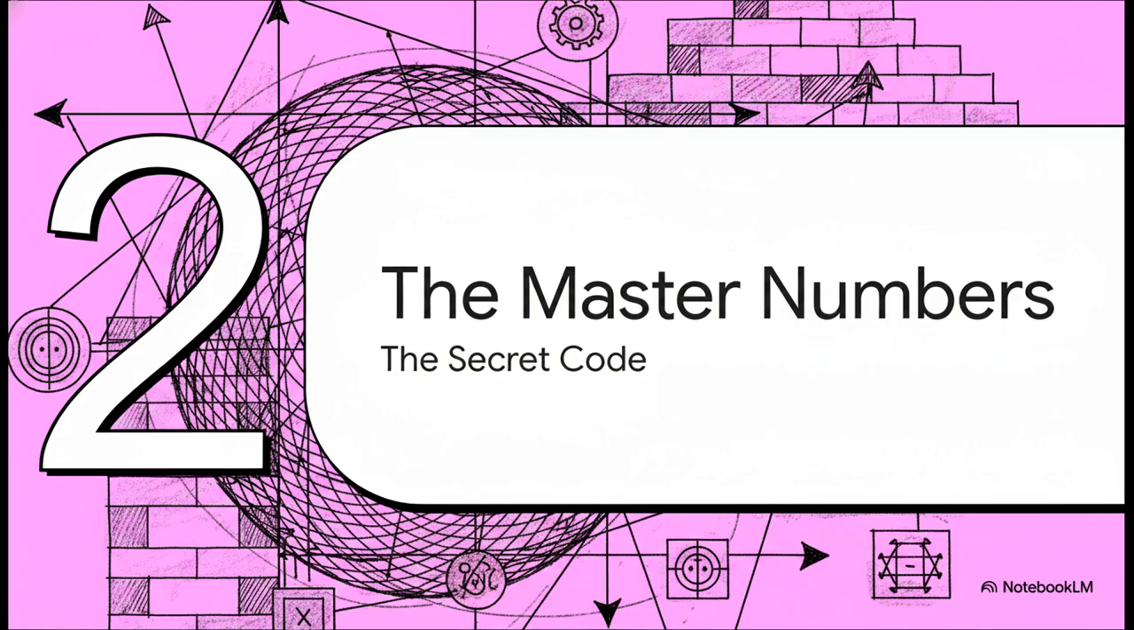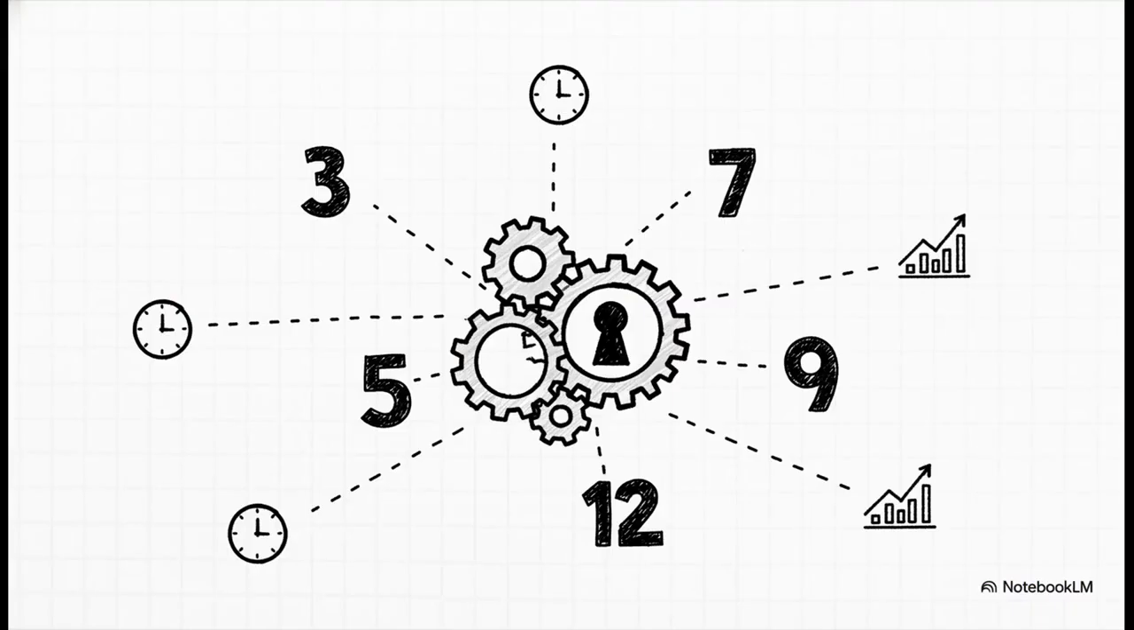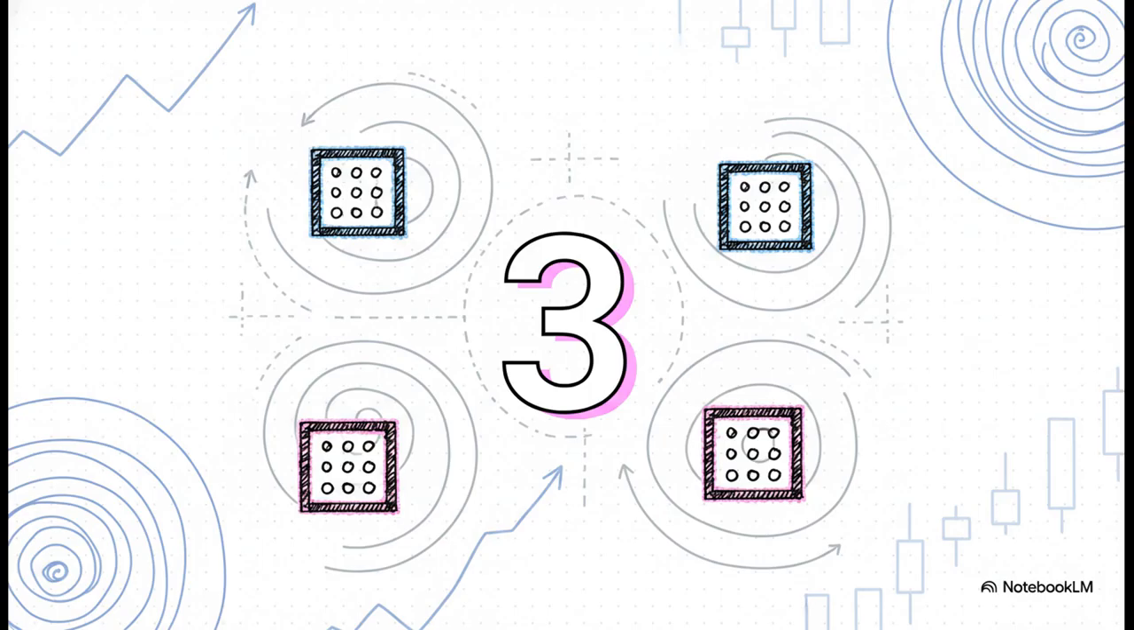Well, the next layer of his system is what he called the master numbers. And you can think of these as a kind of secret code for navigating the Great Square. See, Gann believed that a very specific set of numbers, 3, 5, 7, 9, and 12, were not random at all. He saw them as having a special vibration, a real significance for dividing up cycles of time and major price swings. It all starts with the number 3.